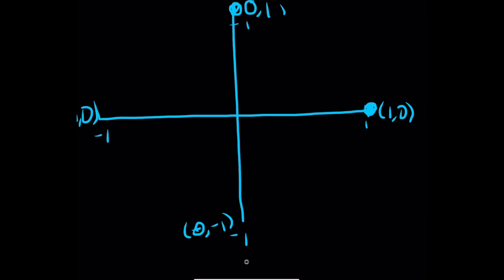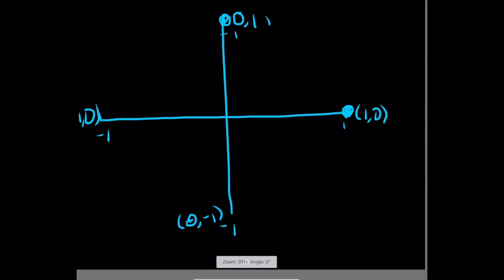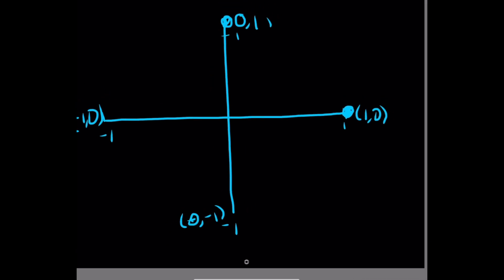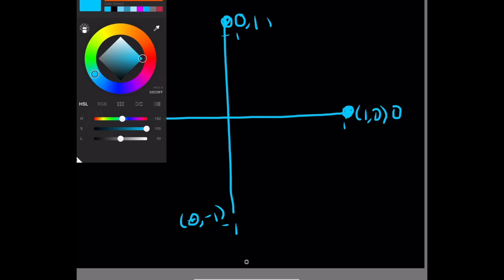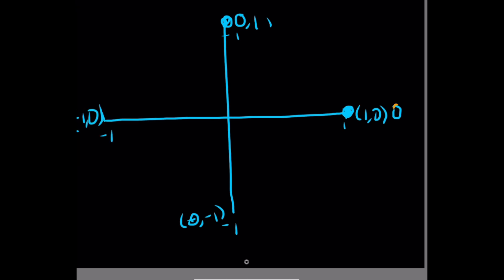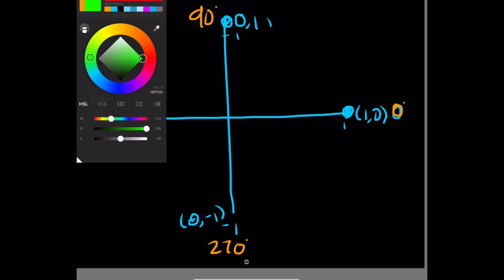Next, we are gonna put it in degrees. So when you're starting with the unit circle, you must know that this is always gonna start off as 0 degrees, then 90 degrees, 180 degrees, and 270 degrees. And then you're going to keep on going to 360 and so on.